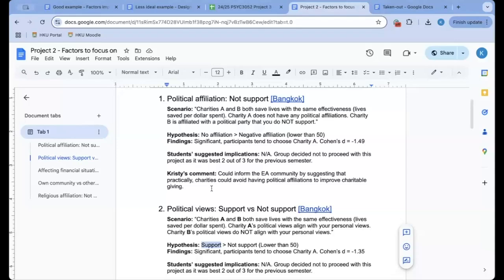Similar to the implication I talked about above, I think it's also another good indicator that charities should not indicate their political affiliations if they want to improve charitable giving.